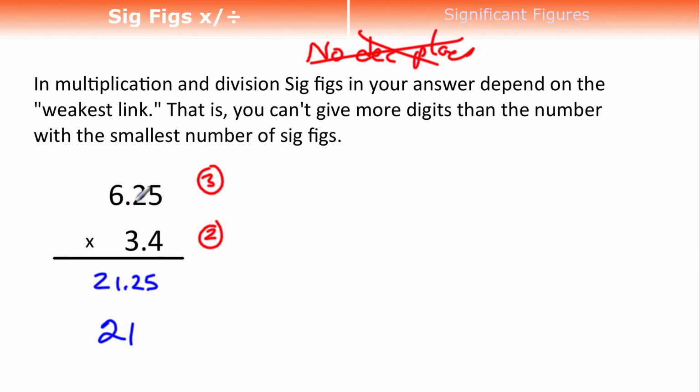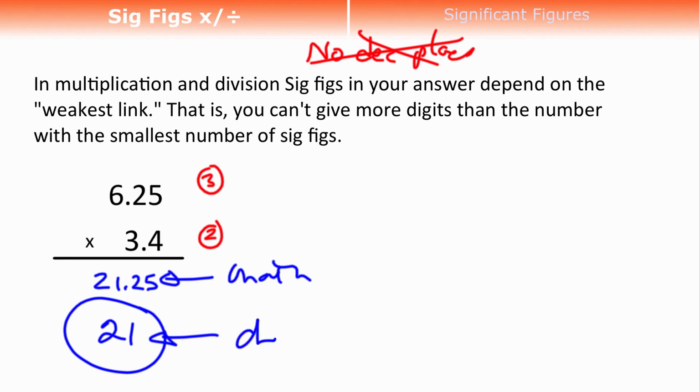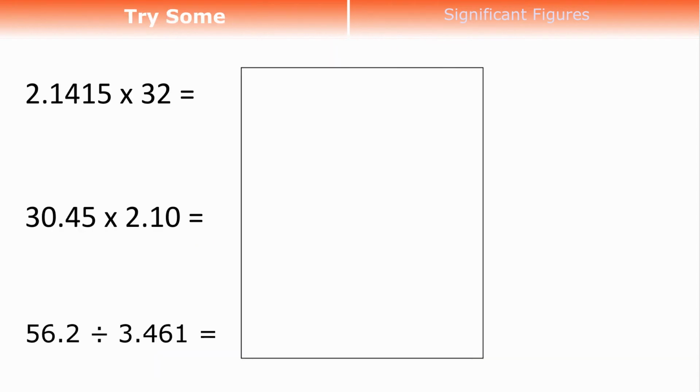So my answer for this question, if I was multiplying that in a chemistry or physics class, physics sometimes use decimal places too, but for sig figs, it'd be 21. In a math class, they would say 21.25, and they would be correct. In chemistry class, 21.25 would be incorrect. 21 would be correct. Okay, why don't you try a couple of those? So just multiply them out, and then round to the nearest sig figs, and then press play.